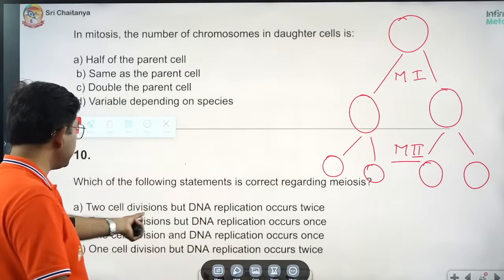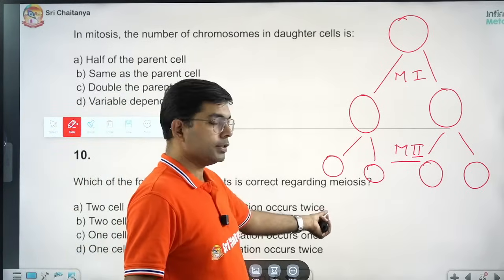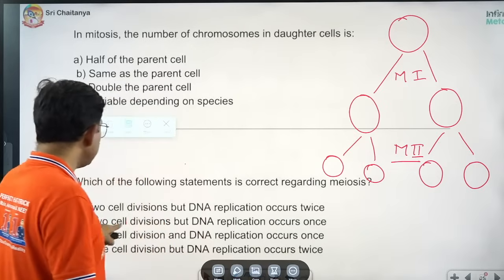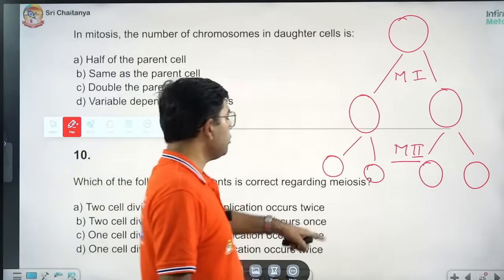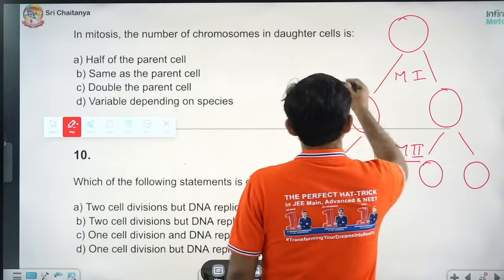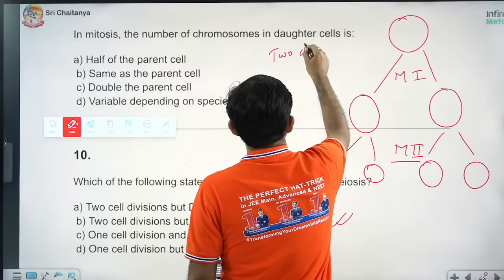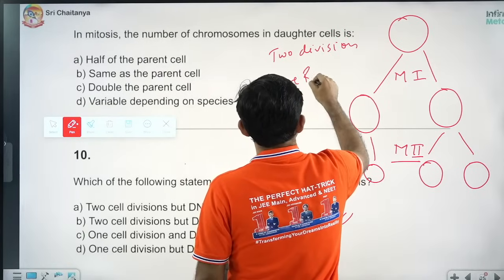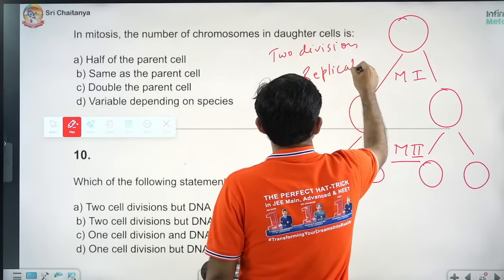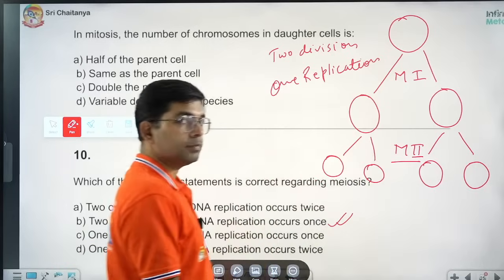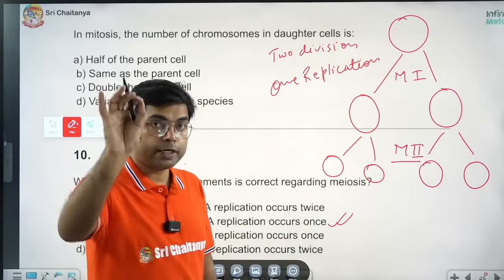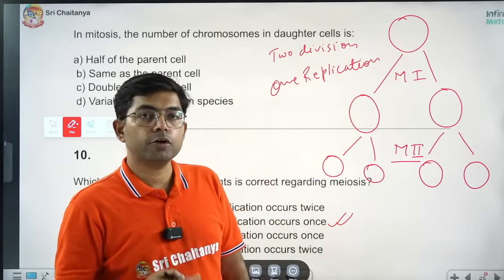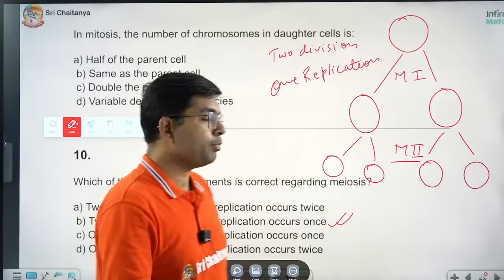So we say that there are 2 divisions but 1 replication. The option says DNA replication occurred twice, no: DNA replication once, division twice. So that's why we say 2 divisions and 1 replication. Is it clear? So remember, in mitosis what happened? 1 division, 1 replication. And in meiosis, 2 divisions, 1 replication.